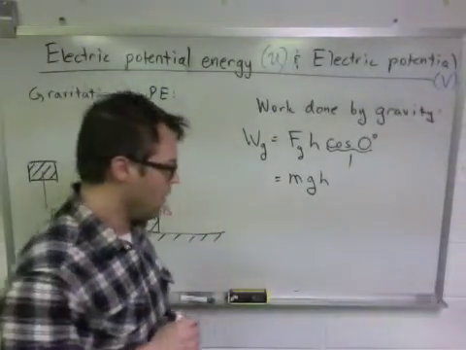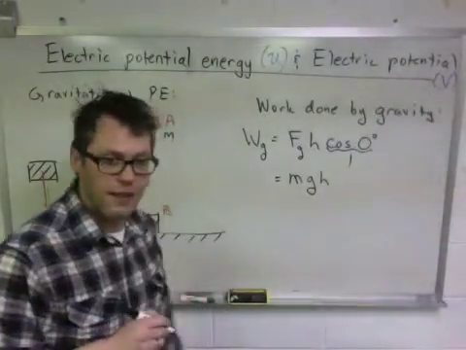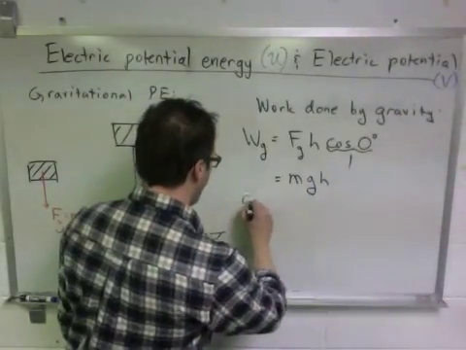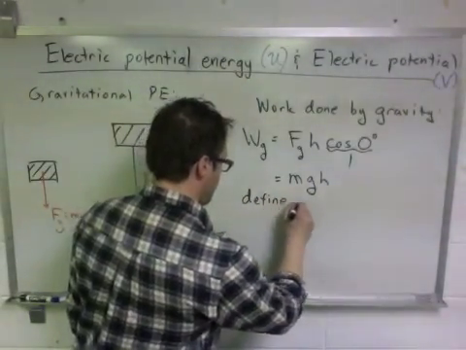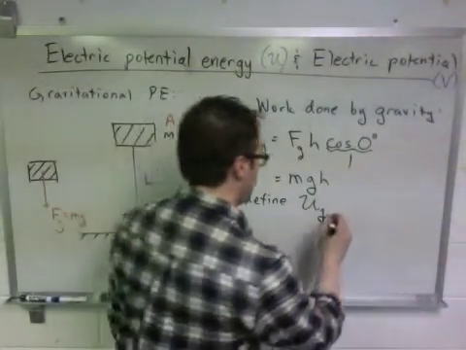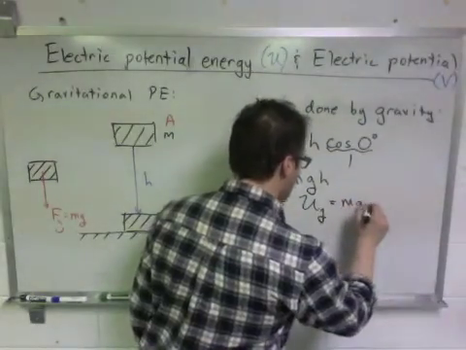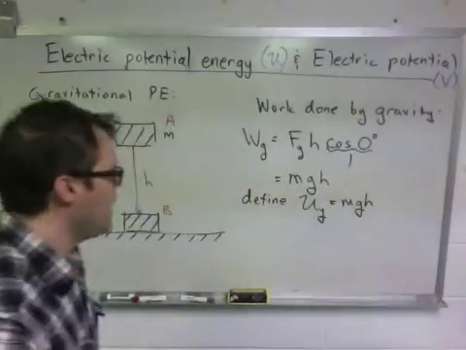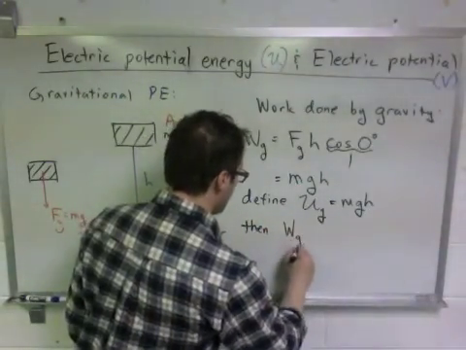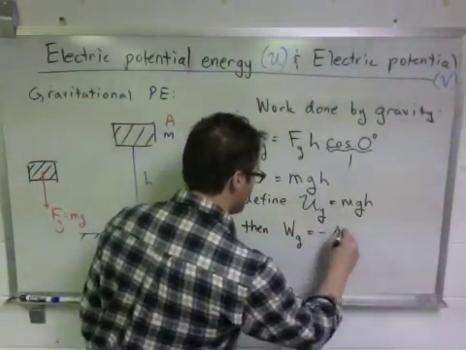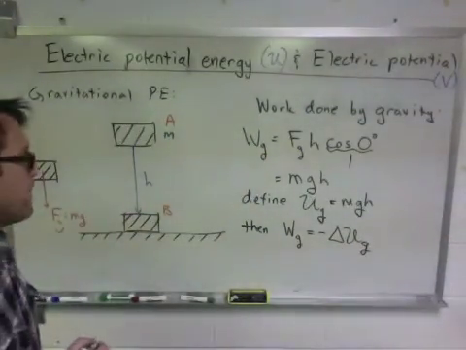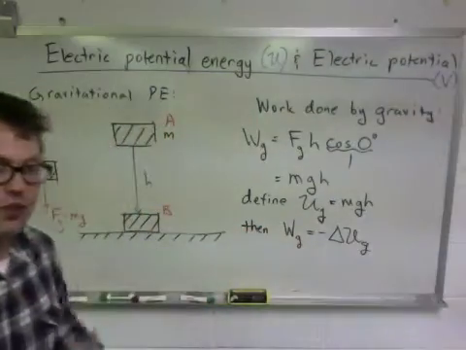That should remind you of the old potential energy formula for gravity. In particular, if we define gravitational potential energy, U sub g, to be mgh, then we can say that the work done by gravity is going to be the negative of the change in the gravitational potential energy, right? This is how U sub g is actually defined.